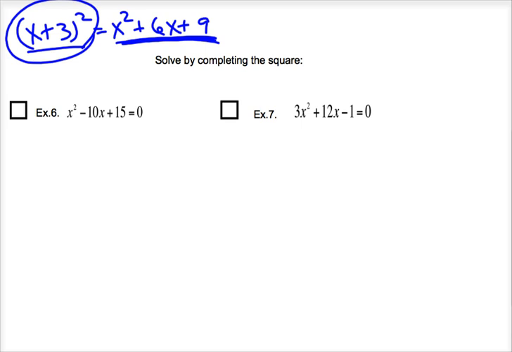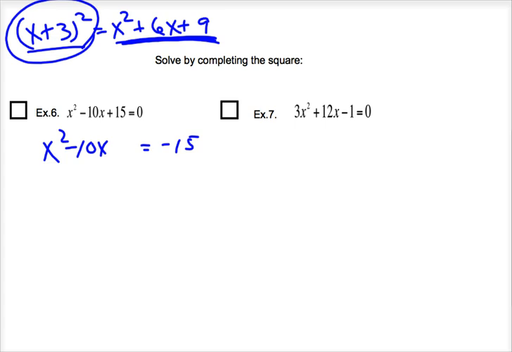Example 6. First, you need to have an x squared, not a 2x squared, not a 3x squared, not a negative 2 x squared, not a negative x squared, plain old x squared. So here we have a plain old x squared, that's good. Second, we're going to get the x squared and x terms alone. So here I had to subtract 15. That isolated the x squared and x term. And now we're going to create a perfect square trinomial on the left.